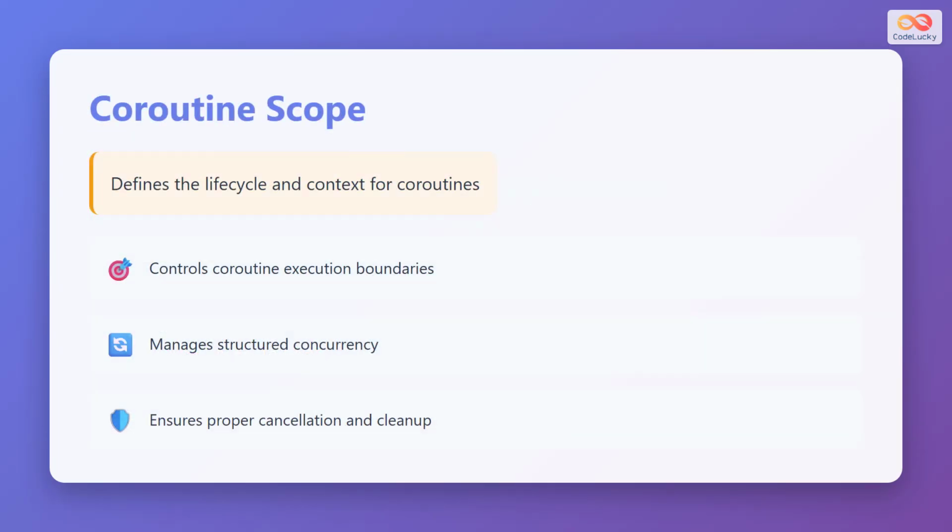Every coroutine runs within a coroutine scope. A coroutine scope defines the lifecycle and context for your coroutines. It serves 3 important purposes. First, it controls coroutine execution boundaries, determining where and how long coroutines can run. Second, it manages structured concurrency, ensuring parent coroutines wait for their children to complete. And third, it ensures proper cancellation and cleanup, preventing memory leaks and ensuring resources are freed when the scope is destroyed. Understanding scopes is crucial for writing safe and efficient coroutine-based code.